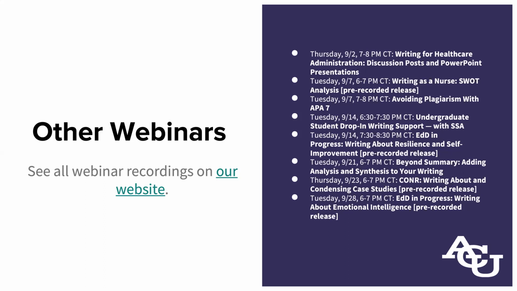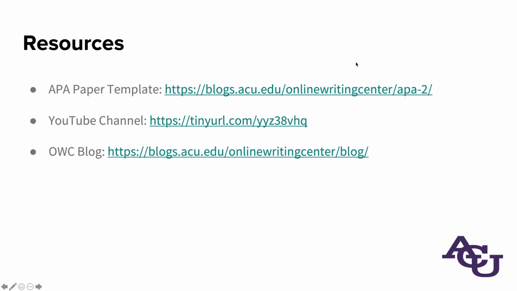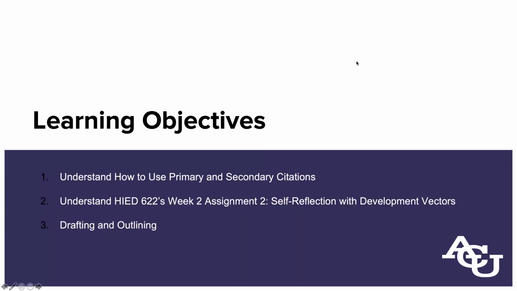With that, let us continue on and dive into our main focus today. We are going to be looking at a couple of things that come up in HIED 622's Week 2, Assignment 2, Self-Reflection with Development Vectors. We're going to specifically look at primary and secondary citations, understanding what they are and when you might use them, and then we'll look at some particulars of the assignment, and then finish with a section where you'll be invited to continue and draft your paper.